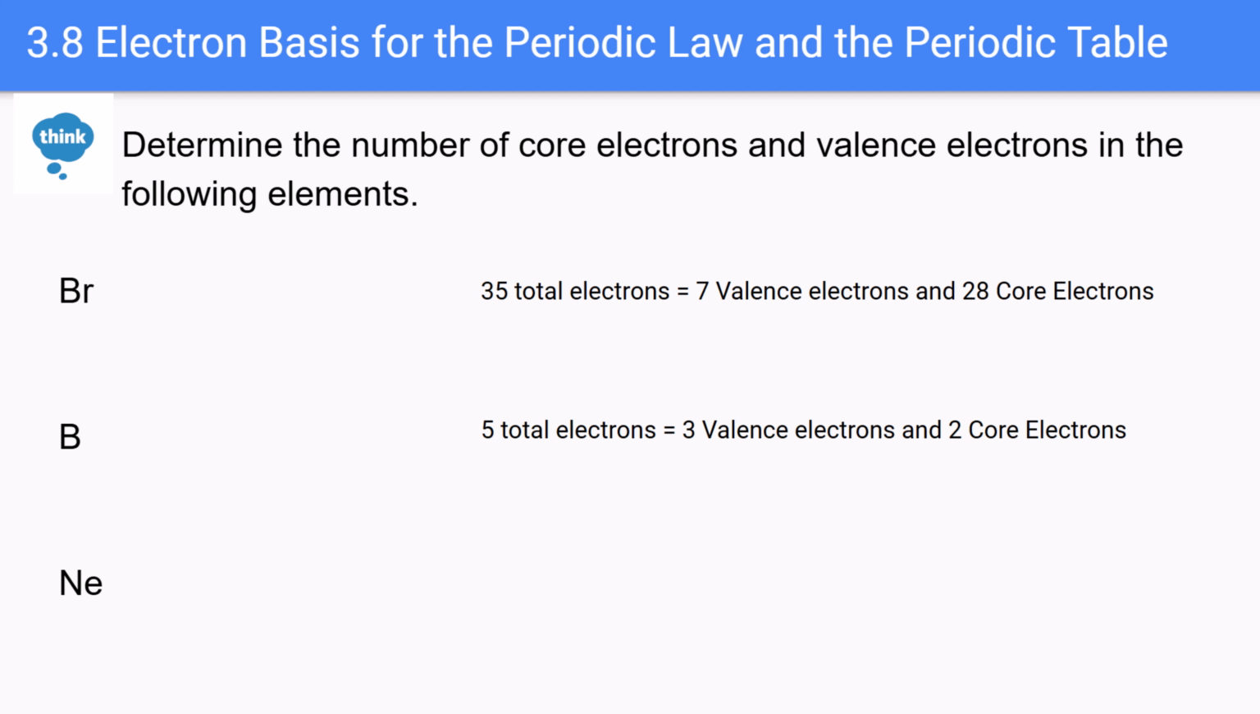Boron has a total of 5 electrons. It has 3 valence electrons based on its periodic table location, so it has to have 2 core electrons. And then lastly, neon has 10 total electrons. It's in the noble gas column with 8 valence electrons, so therefore also has 2 core electrons. So again, pretty easy to figure out based off of its periodic table location, its atomic number, and then you can very easily determine the number of core and valence electrons based off of that information.